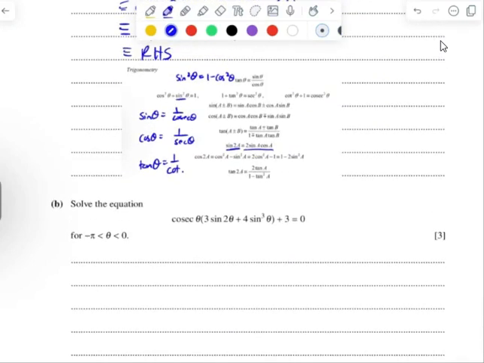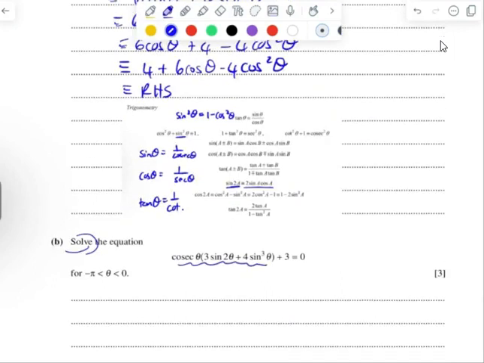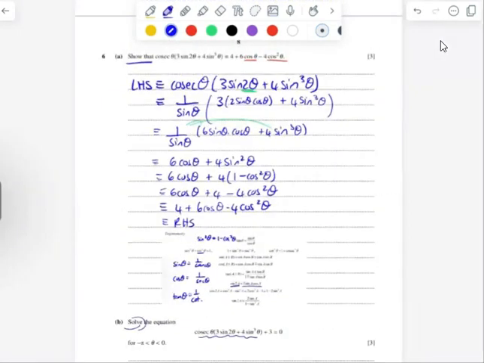Okay, now they say solve the equation. They didn't say hence, but can you see that this looks very, very much like what they gave me in the first question? So cos theta, like actually the whole thing is the same.